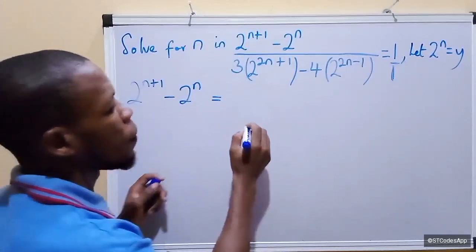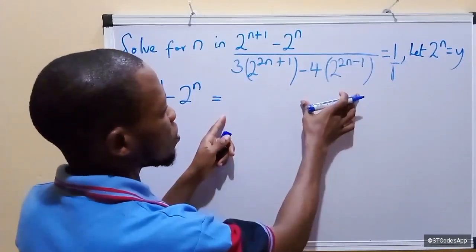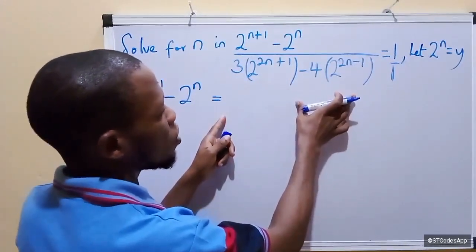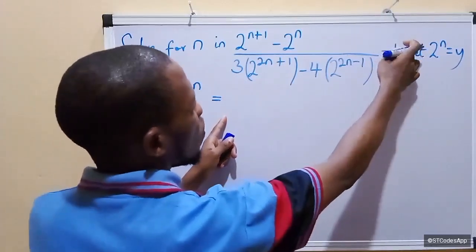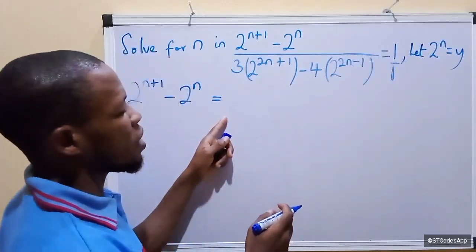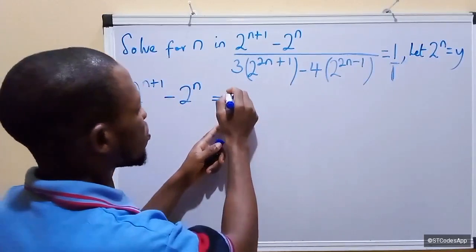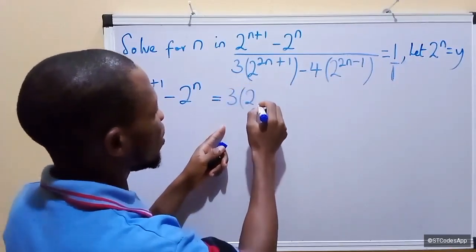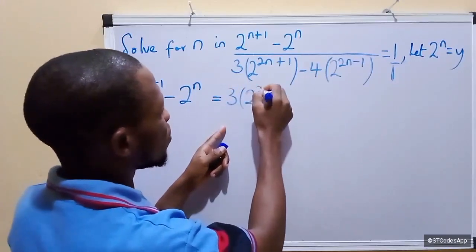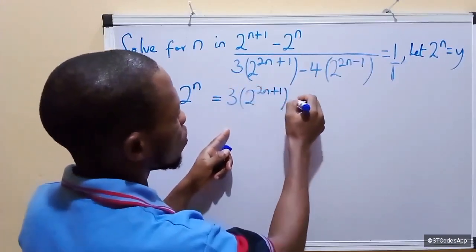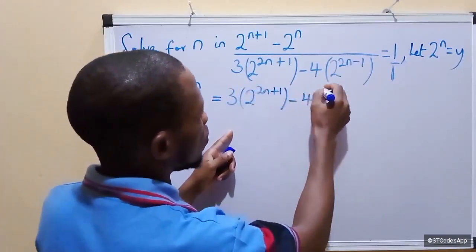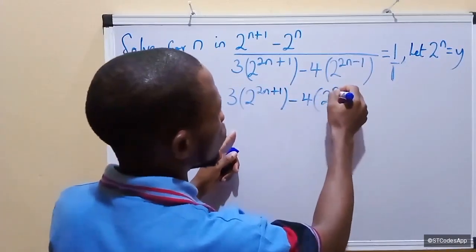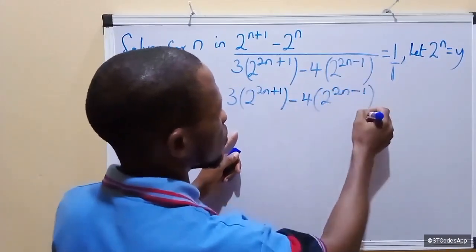equal to the whole of these terms in the denominator of this equation. We multiply the one we have as the numerator in the right hand side of the equation, and that's going to give us exactly the same term we have on the down part here. That is 3 into 2 raised to the power 2n plus 1 minus 4 into 2 raised to the power 2n minus 1.